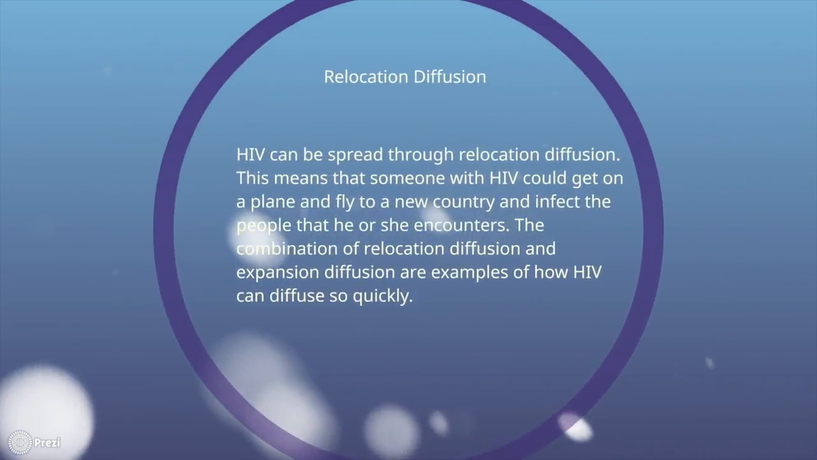Relocation diffusion. HIV can be spread through relocation diffusion. This means that someone with HIV could get on a plane and fly to a new country and affect the people that he or she encounters. The combination of relocation diffusion and expansion diffusion are examples of how HIV can diffuse so quickly.